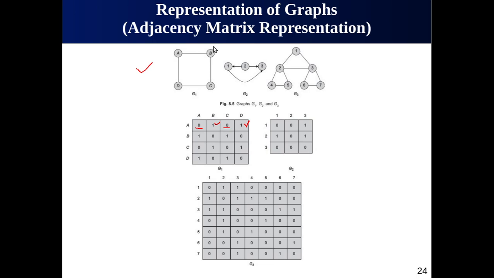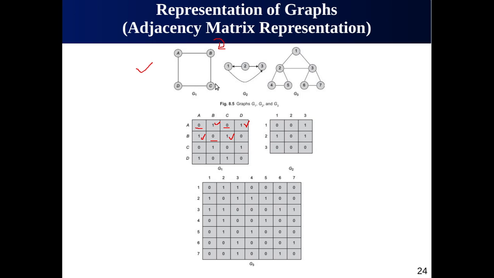Now consider node B. Do we have a loop? No. No loop is here, so the value is 0. Do we have a line from B to A? Yes, we do have. Do we have a line from B to C? Yes, we do have. Do we have a line from B to D? No. So the output is 0.